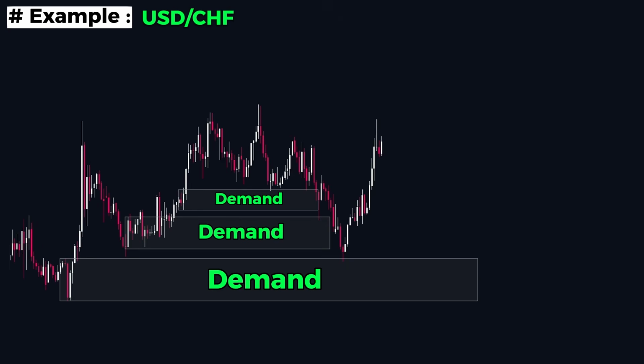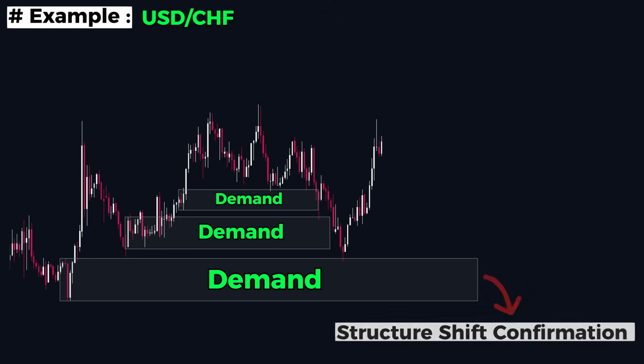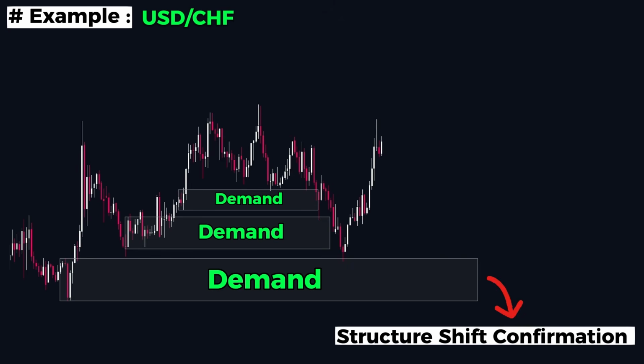Now, when deciding where to buy, our goal is to choose the right demand zone, the one that aligns with confirmation and avoids premature entries. The first zone didn't provide any confirmation. Price simply continued lower, showing there was still imbalance beneath, a sign the market hadn't finished seeking liquidity. The second zone also failed to hold, again due to unresolved imbalance below. Only after reaching the final extreme demand zone did the market give us what we were waiting for, a clear structural shift. Here's how it looked.